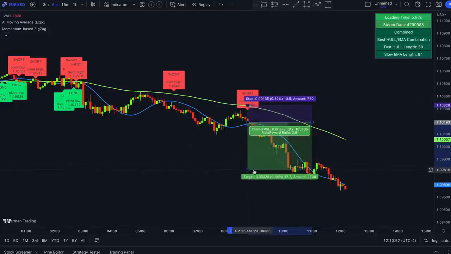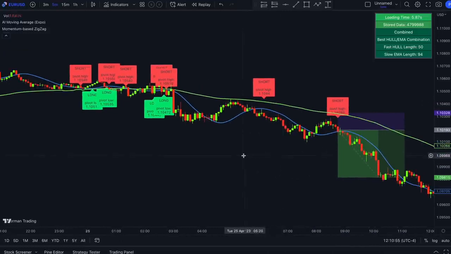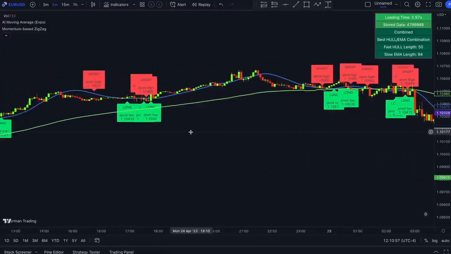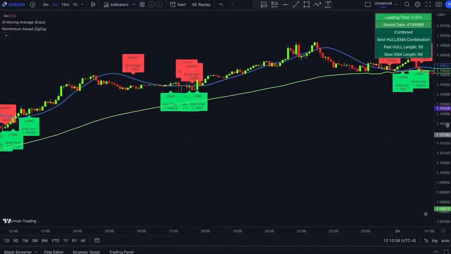You can also add a volume indicator to the strategy to filter out even more false trades. Pay attention to these examples and watch the video again if necessary.